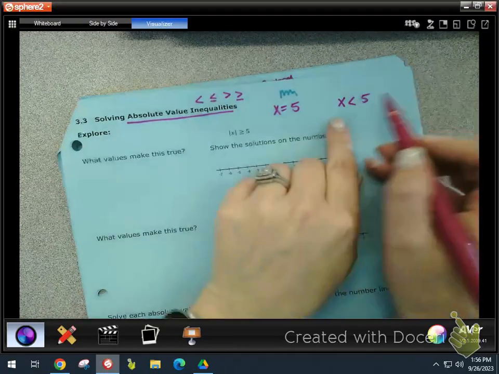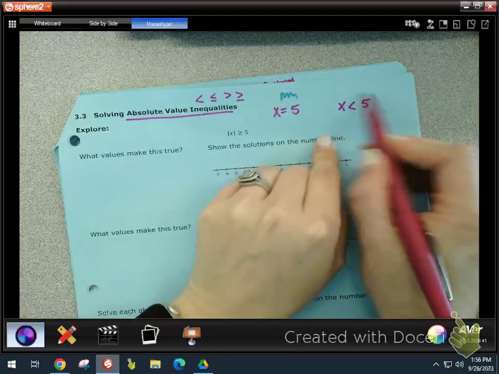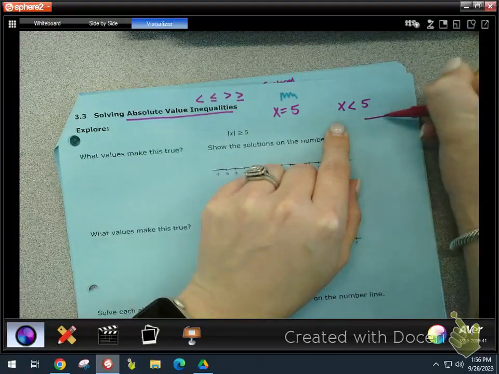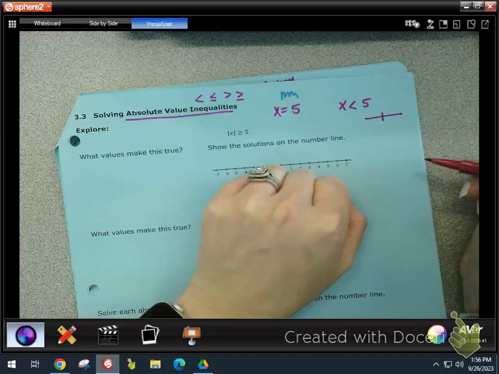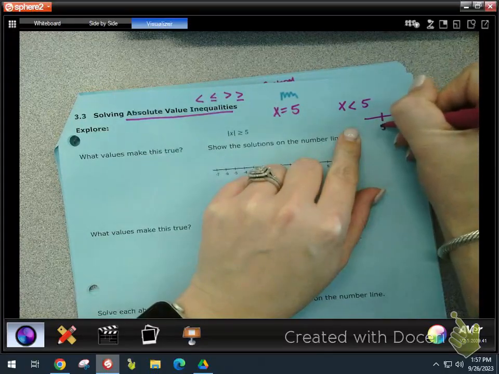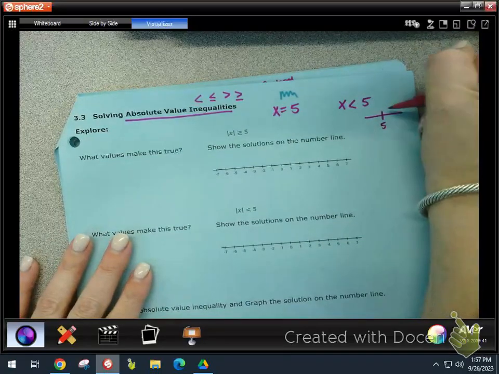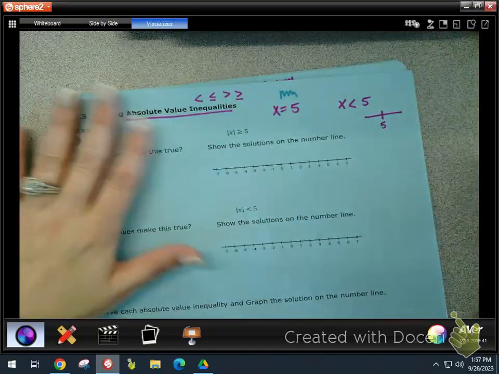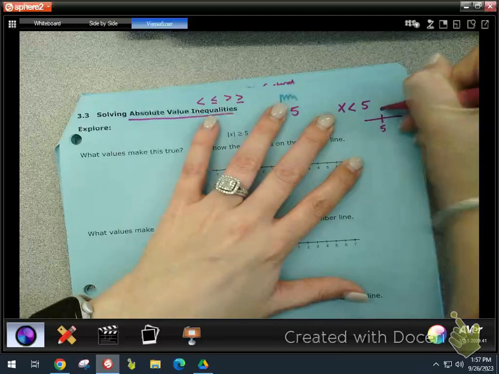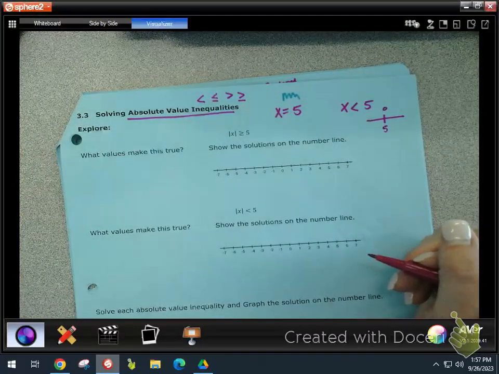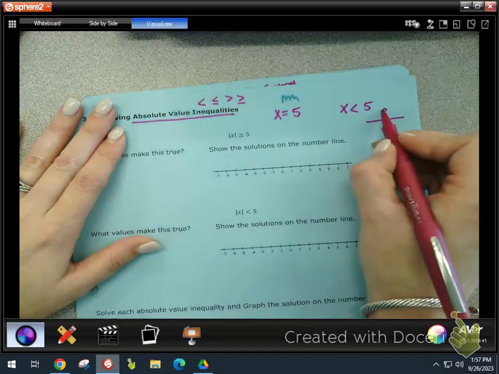So what we'll do is, in addition to writing this is my solution set, we'll put it on a number line, and we'll say this is an Algebra 1 review. We'll say our solutions happen at 5, but since it's just less than 5, what kind of circle would I put above that? Open circle. And then if I want to represent all the numbers less than 5, then I'm going to draw an arrow to the left.